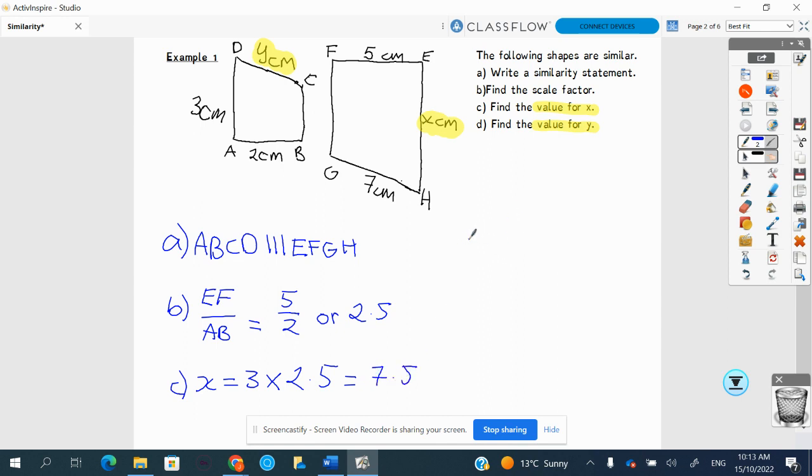Just going to continue over here for D. So find the value for y. In this case, we're looking at the smaller figure, so we're going to divide by our scale factor, and this side is corresponding to this side here. So I'm going to do 7 divided by our scale factor 2.5 to find the value of y. So y is equal to 2.8. All right, that's all for this question.